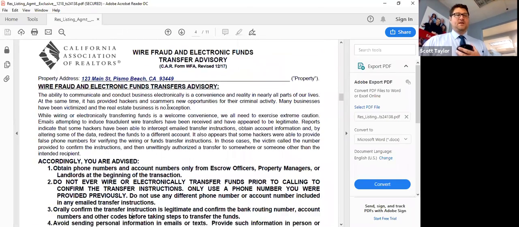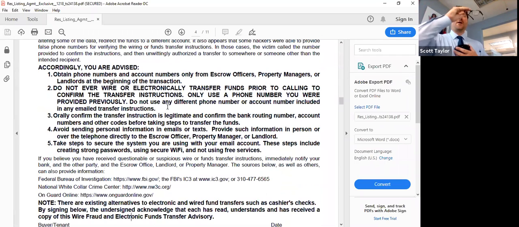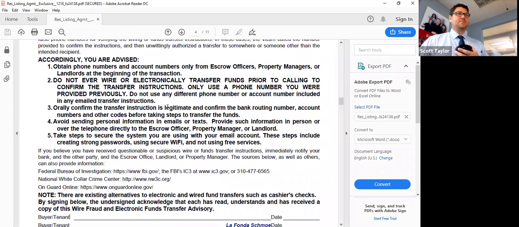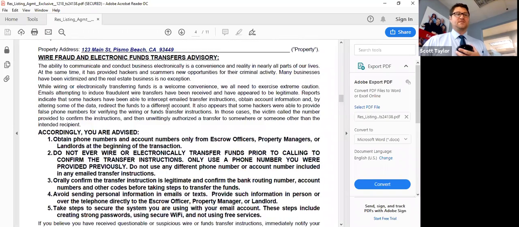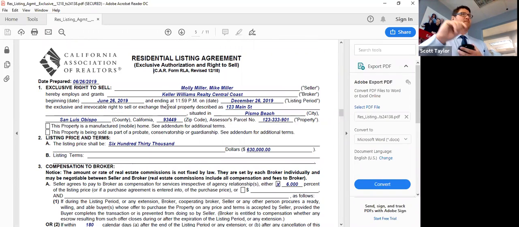Wire fraud advisory, I'm not going to spend a lot of time on. There really isn't much opportunity for wire fraud on the seller side of a transaction. They're not sending money in, and it would be the title company screwing up wiring money to the seller in a listing situation. I don't spend a whole lot of time in a listing presentation on the wire fraud advisory, other than to say we're on top of it, and this advisory also goes to the buyer. They're the ones that need to be more concerned with the wire fraud.